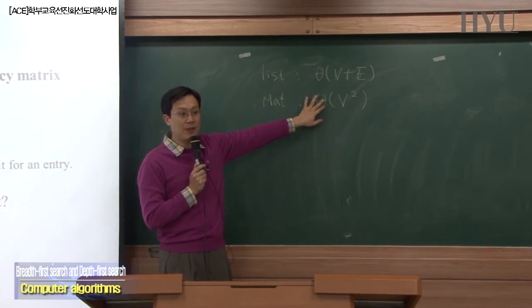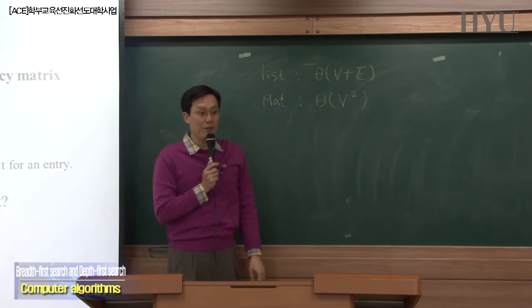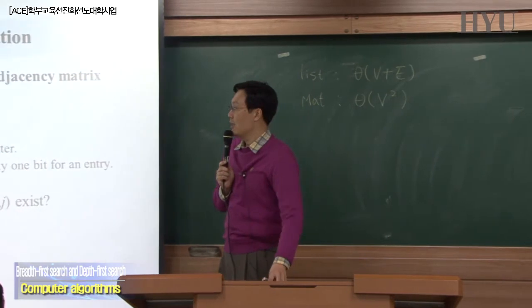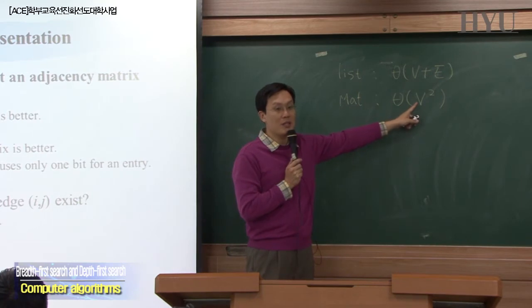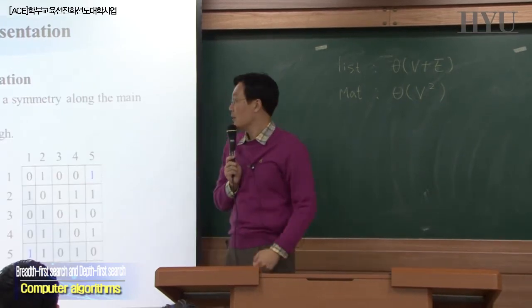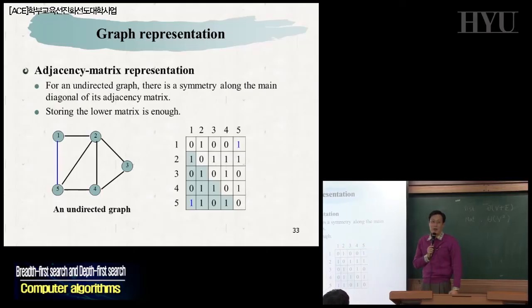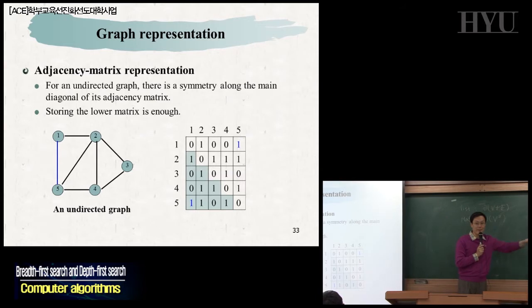But there is a big constant inside this theta notation. Why? Let's compare these two representations. What is the constant hidden here? Look at these values. There are only zeros and ones in this matrix. So it's a bit matrix. So we need only V squared bits.